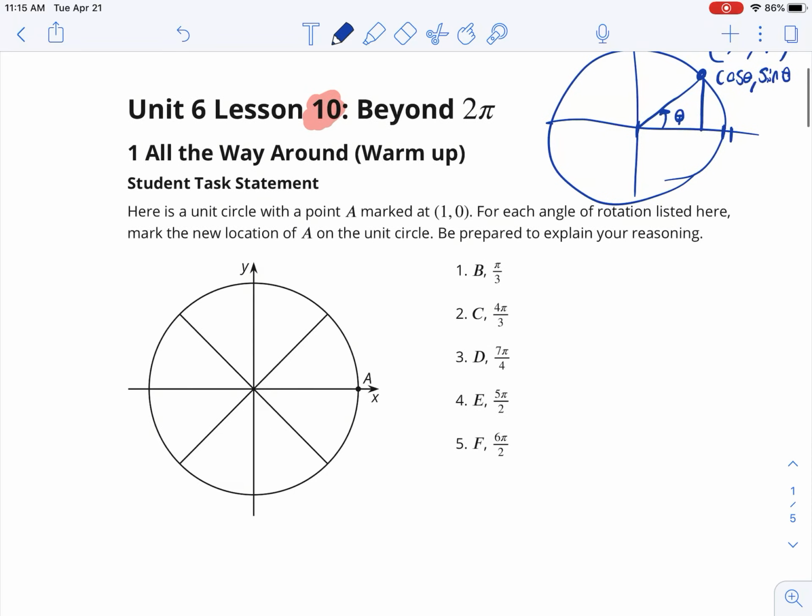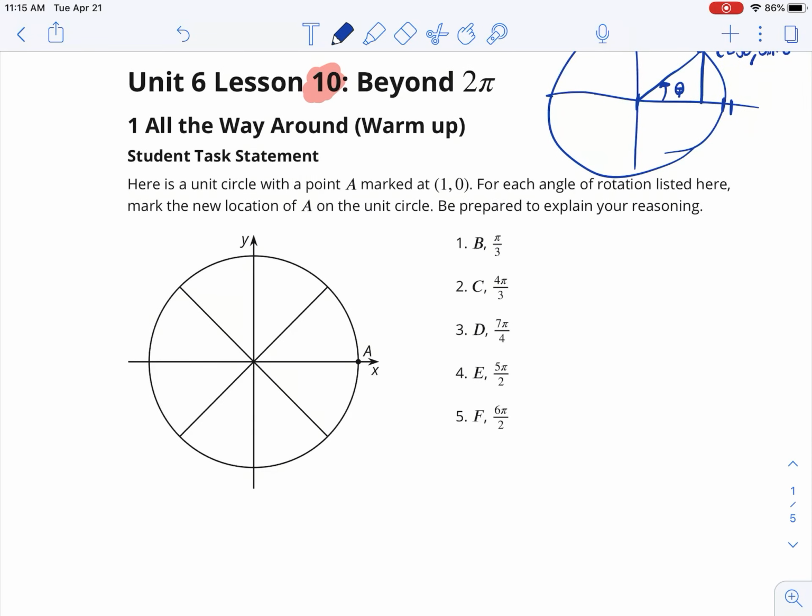So here's a unit circle with this point A. This point A is marked at 1, 0, and that's right here. For each angle of rotation listed here, mark the new location of A on the unit circle. Be prepared to explain why or why not.